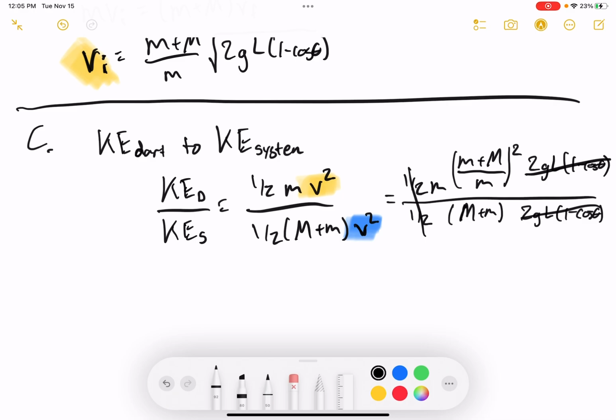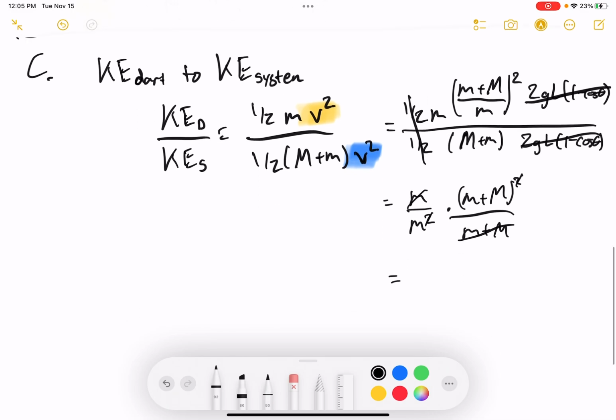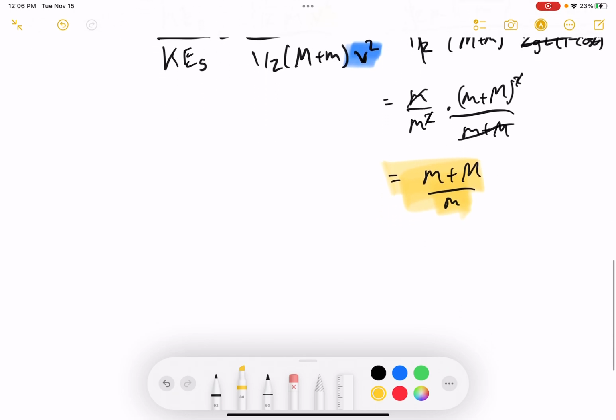Okay, and so then this will be equal to m divided by m squared, right, because this m squared is coming from this, and then times (m plus capital M) squared divided by (m plus capital M). Okay, so this one will cancel out with that, and we will be left with just (m plus capital M) over m. Okay, and so that gives us the answer for that one. And so that's just the ratio of kinetic energies.